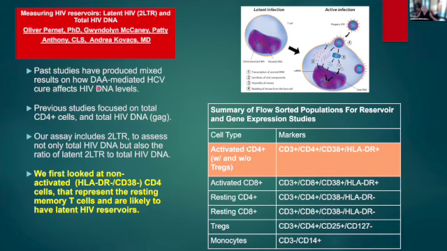Past studies have produced mixed results on how DAA-mediated HCV cure affects the reservoir. They focus mainly on CD4 cells and total HIV DNA. Our assays include 2LTR to assess not only HIV DNA, but also the ratio of latent 2LTR to total HIV DNA. We first looked at non-activated HLA-DR negative cells, which are the resting cells that represent the potential latent reservoirs.